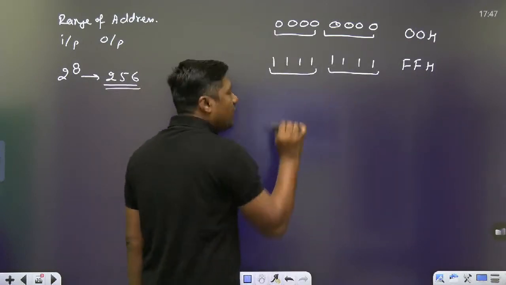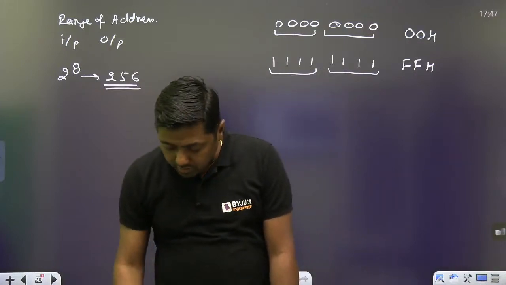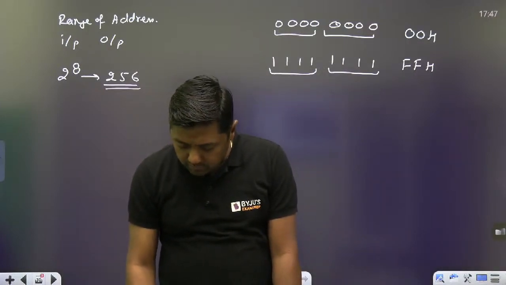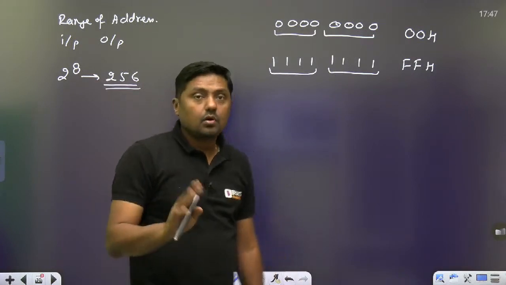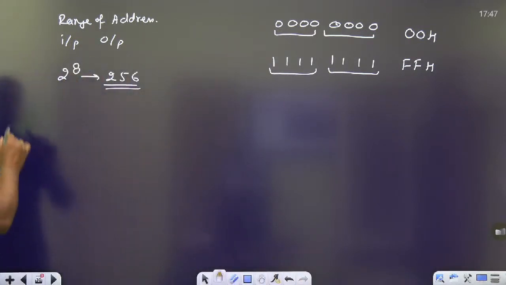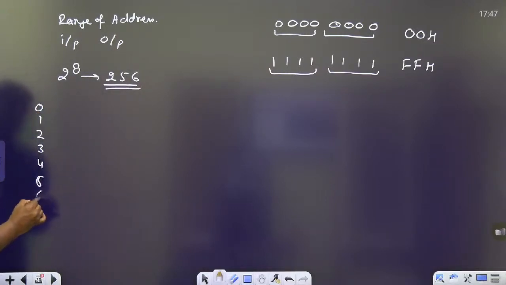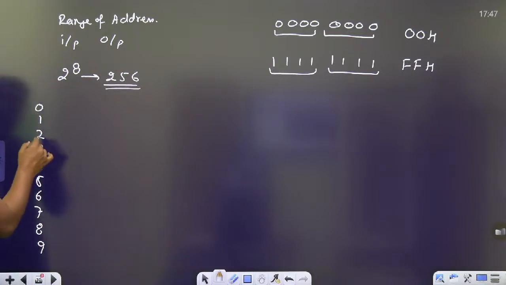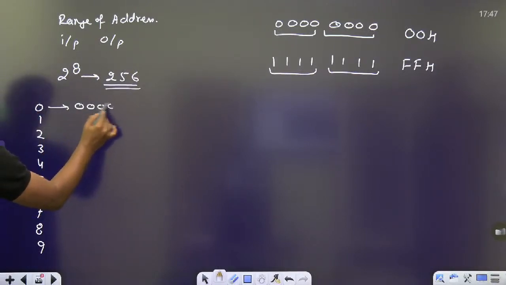Do you have an idea how to convert binary into hexa, everyone? You can convert binary to hexa, yes or no? Okay, otherwise I can give 0, 1, 2, 3, 4, 5, 6, 7, 8, 9. Tell me the next ones. This is called 0, 0, 0, 0.